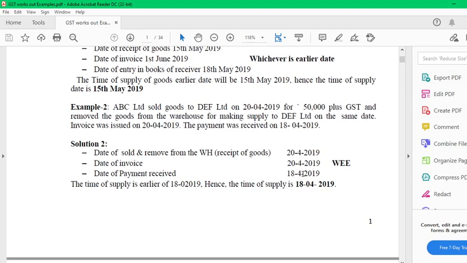You have to take three dates. One is the date of sale or removal of the goods from the warehouse. Both are the same date, 20th April 2019. The invoice is also the same date, 20th April 2019, but the payment is 18th April 2019. Whichever is earlier, that is the payment. After the payment was received, goods were supplied to DEF. Hence, the earlier date is 18th April 2019.